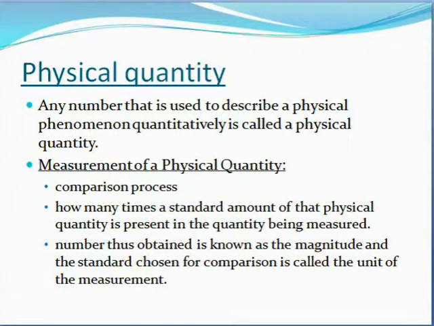Now how do we measure a physical quantity? Basically, measurement of a physical quantity is a comparison process. What we do is we try to find out how many times a standard amount of that physical quantity is present in the quantity being measured. The number thus obtained is known as the magnitude, and the standard chosen for comparison is called the unit of the measurement.